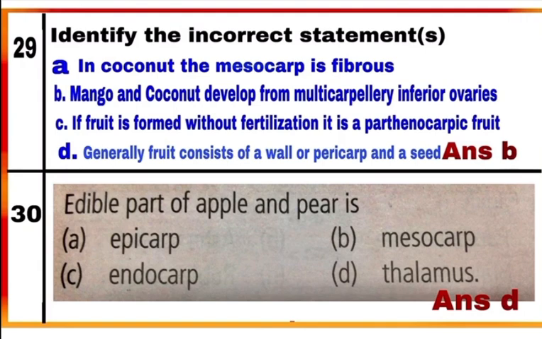Question 30. Edible part of apple and pear is? Option D. It is thalamus. And apple and pear are false fruits as they are formed from parts other than ovary.